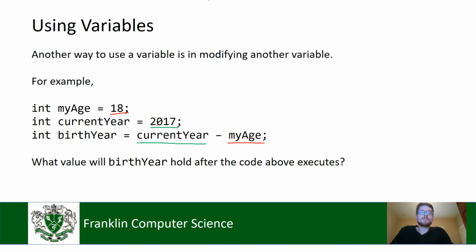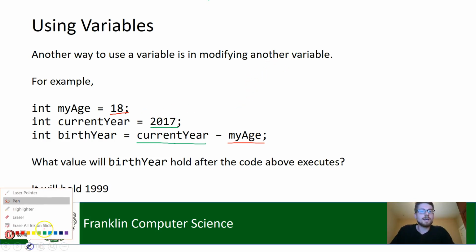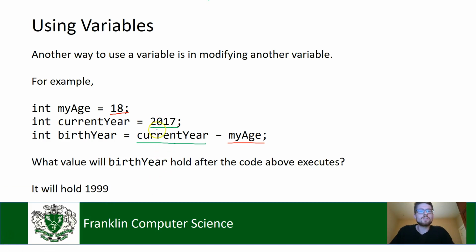So what do you think birth year will hold after the code above executes? If you guessed 1999, then you are correct, because 2017 minus 18, if we subtract these two values, you're going to get 1999 as a result. So that's what gets stored there.